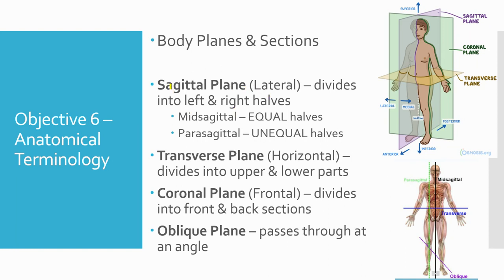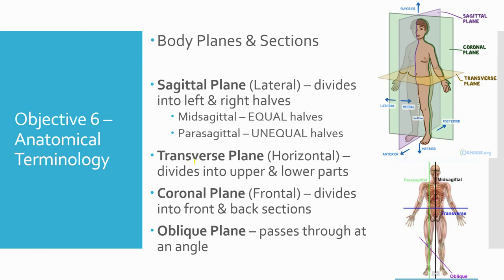And so the first one is sagittal. Sometimes it's referred to as lateral, and this divides the body into left and right. So it's literally coming down, as you can see in the picture. It's this purple one, and it's cutting the body into left and right. Now, if it's equal halves, we would say mid-sagittal, and if they're unequal, it would be parasagittal.